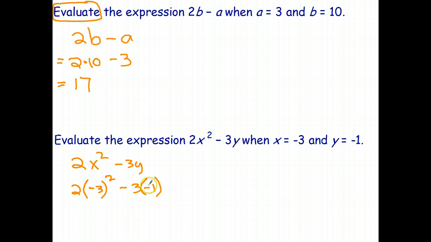So brackets is another way to show multiplication. Now the reason for the brackets is if you put this into your calculator, you need those brackets in order to correctly square negative 3. Let's do it in our heads. Negative 3 times negative 3 is positive 9. And 9 times 2 is 18. Minus, I'm going to change that to plus a negative, because we now have plus negative 3 times negative 1 is positive 3.